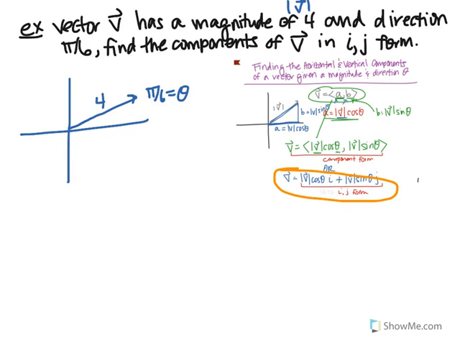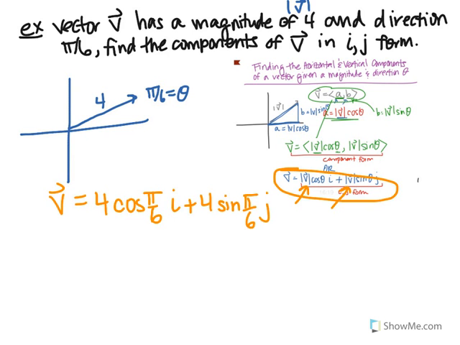So when I go ahead and do that, I'm going to write vector v equals, and then I just plug it in. I already know the magnitude. The magnitude's 4. That's that right there. And then I'm going to multiply that by cosine of theta, which is pi over 6, and then i, plus, and then I go ahead and plug in the magnitude, which is 4, times sine of theta, which is pi over 6 j. So now I just go ahead and simplify.